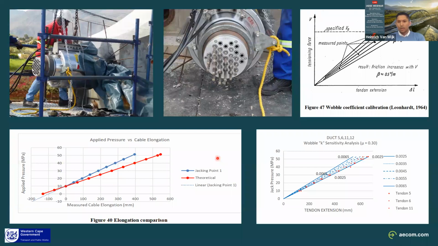And we had to brainstorm and figure out the reason for these under extensions. And we did test tensioning on all of the strands without locking off the cables, just to get an idea and a scatter of a wobble factor that can account for this excessive or additional friction. So we calibrated our wobble factor in this way, and we updated our FEM models to also reflect this behavior.